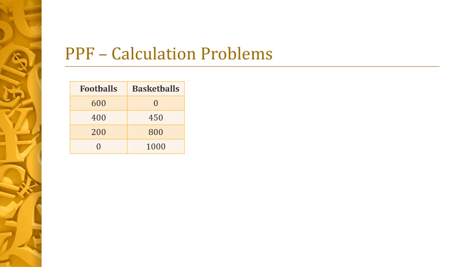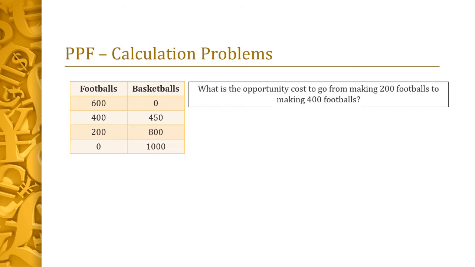If I make footballs, how many basketballs could I make? So just always remember that if I'm making 600 footballs, then in this case I'm making 0 basketballs. Very important that you get that correct in your head before you move forward. So I might ask you a question like this.